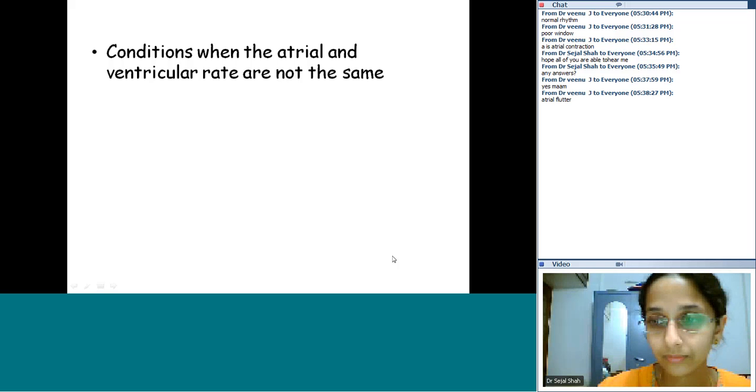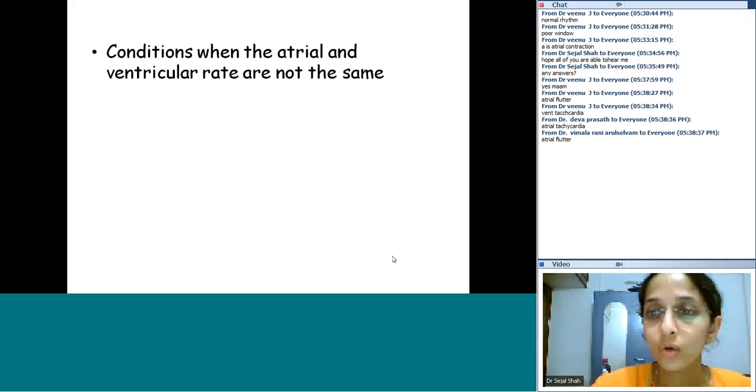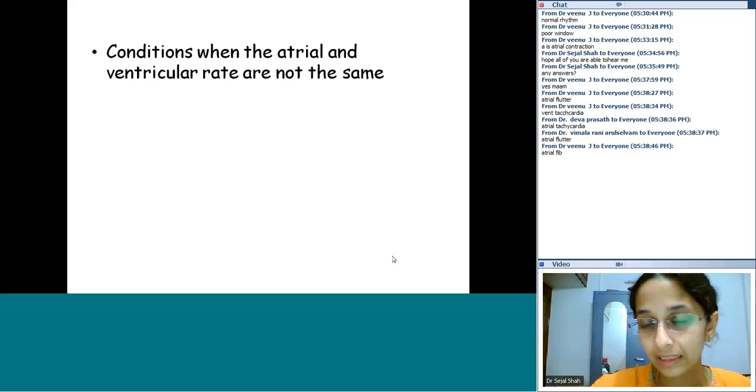Can we have some conditions where the atrial and the ventricular rates are not the same? So we are getting answers. Ventricular tachycardia. Yes, when the ventricular rate is going to be more than the atrial rate. Atrial tachycardia, ectopic atrial tachycardia can have a block. Atrial fibrillation, yes. Atrial fibrillation is extremely rare in a fetus, but it could be flutter.